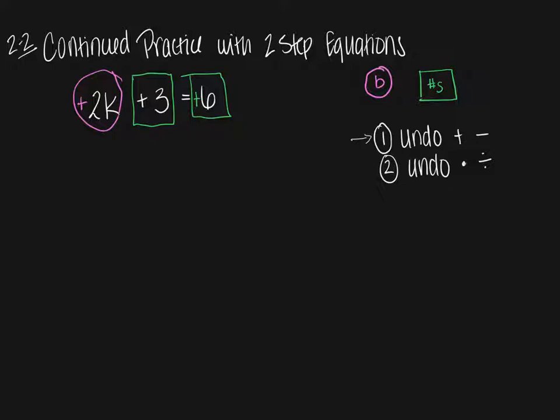Now I need to get my 2k by itself, so I need to undo my green and get my green guy to move over to meet my other green guy. But in order to undo a +3, what do I need to add? Good, I need to add a -3, and what I do to one side, I've got to do to the other. I want you to think about it as adding a negative, okay?